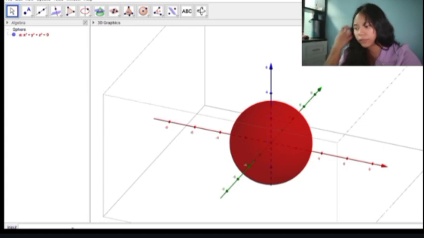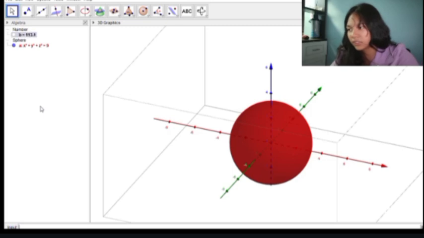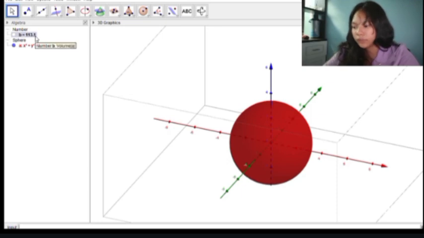And to find its volume, we can just type in volume, and then the letter of our equation, in our case it is A, then enter. As you can see, 113.1 will be our volume.